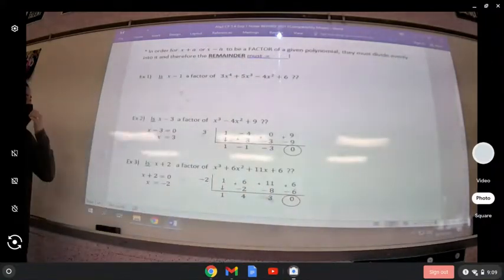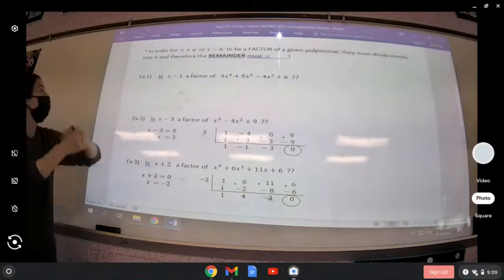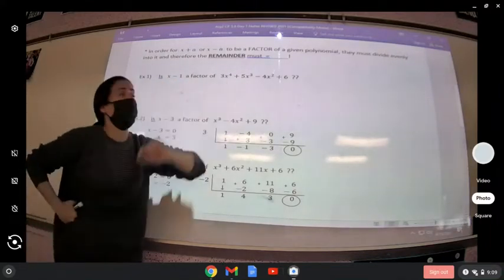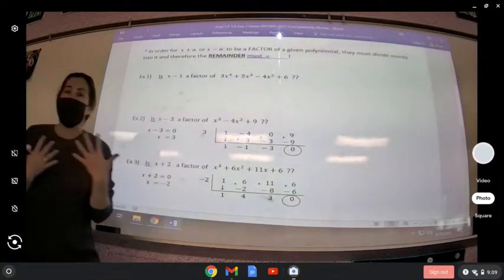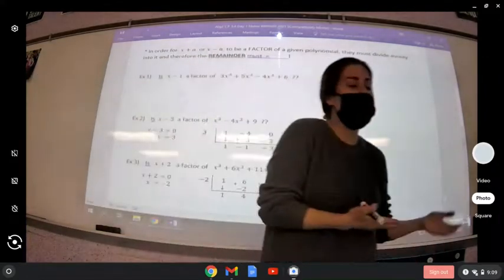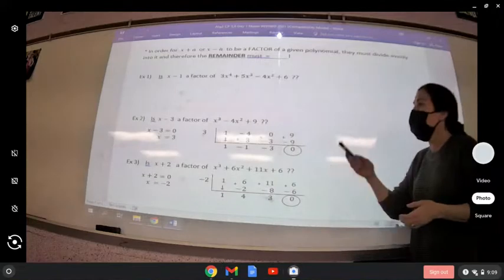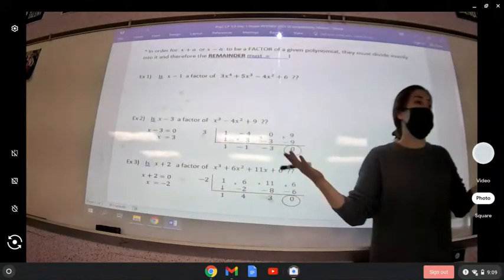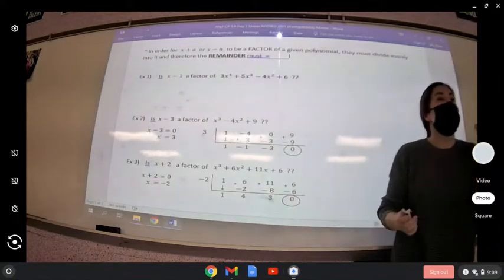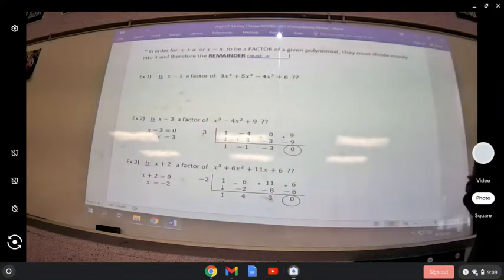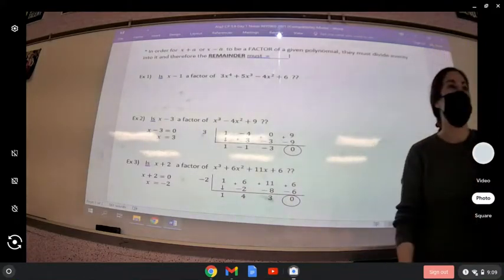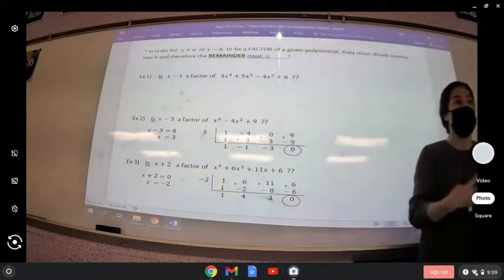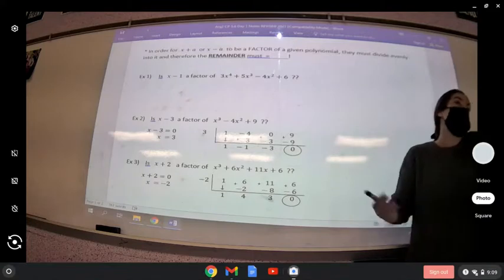All right, so guys, in example 1, it wants to know, is x minus 1 a factor of that polynomial? Well, guys, this is a yes or no question. Either yes it is or no it's not. In order to find out if this is a factor of that, I have to figure out if it divides evenly in. And what's the one piece of information we need to know if something divided evenly in? The remainder. So all I need to figure out right now to answer this question with a yes or a no is what's the remainder?